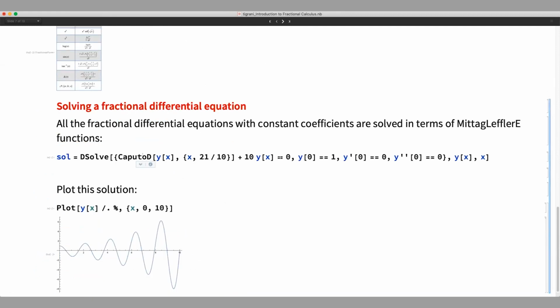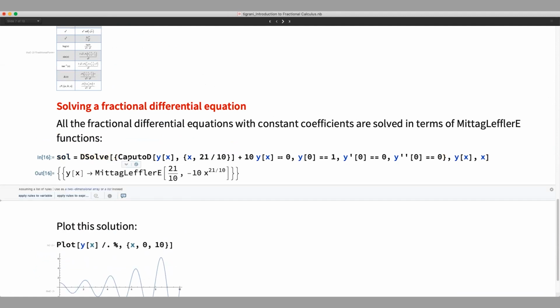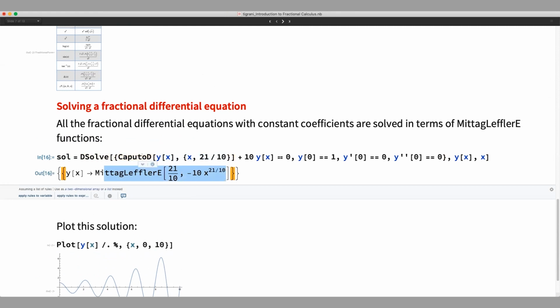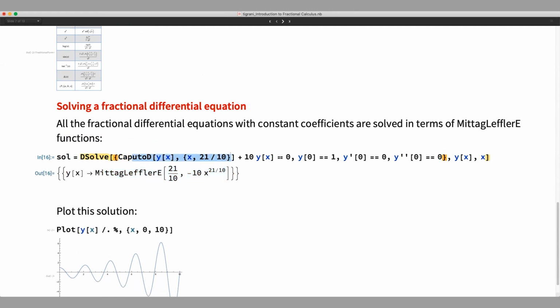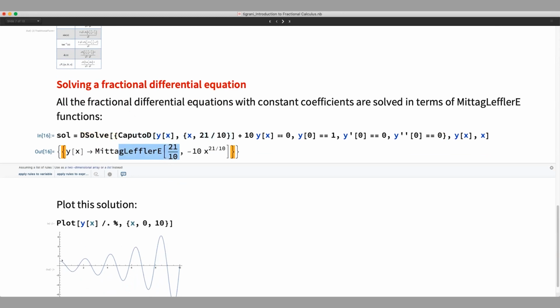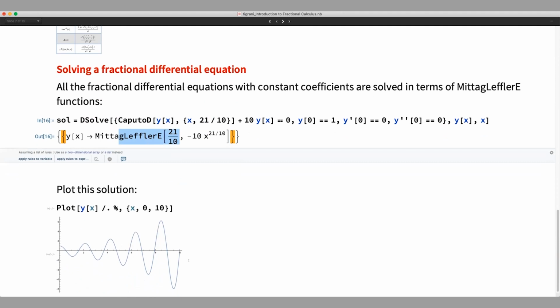Here I'm solving a differential equation. It's a fractional differential equation with constant coefficients and containing the Caputo D of this order. And the output is written in Mittag-Leffler functions. If here I put the ordinary derivative, then the output will be in exponential functions. So plotting this Mittag-Leffler, it has some oscillatory behavior. I think that Aram Manaselyan will talk a lot about this type of problems. So let's go to the next slide.